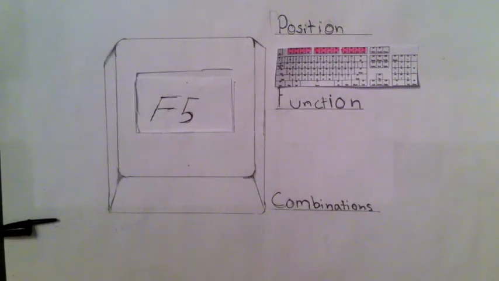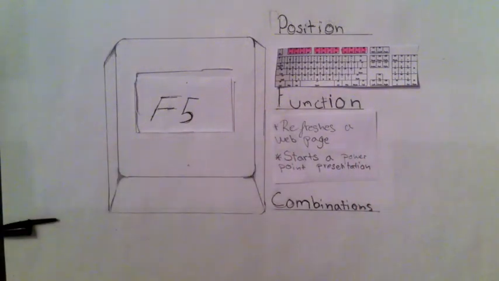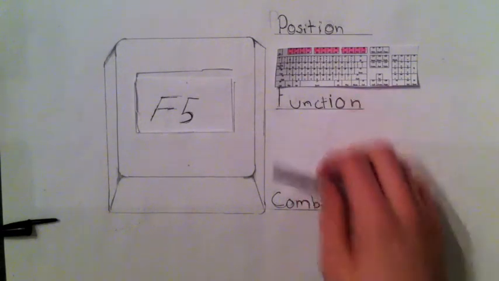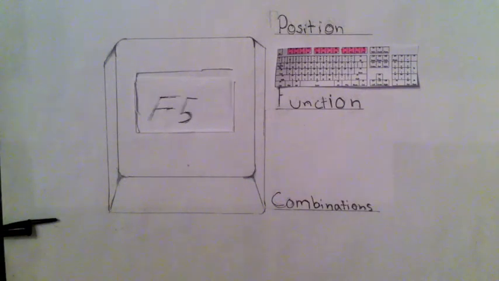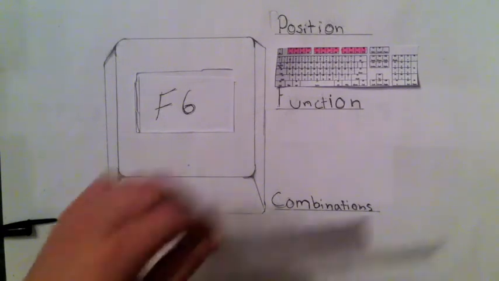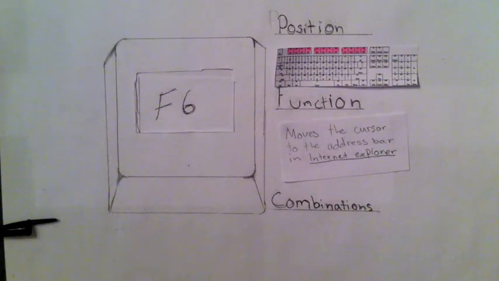Moving on to F5. F5 has two functions. It can be used to refresh a web page in most internet browsers, and in PowerPoint it can be used to start the presentations. There are no specific combinations for F5. Next we have the F6 key, which also has a very straightforward function. By pressing it, the cursor would automatically move to the address bar in Internet Explorer. There's one combination for the F6 key. By pressing Alt and F6 together, you will go back to a previous open window in Microsoft Word.